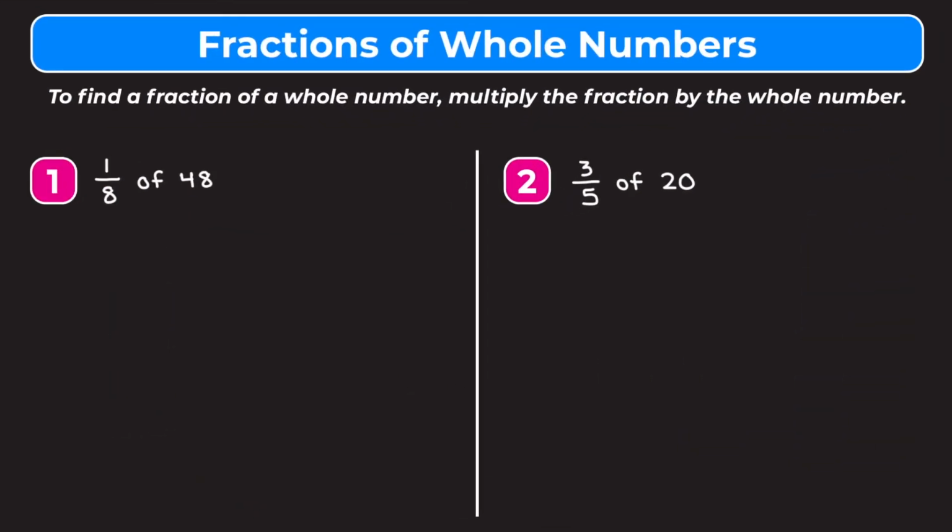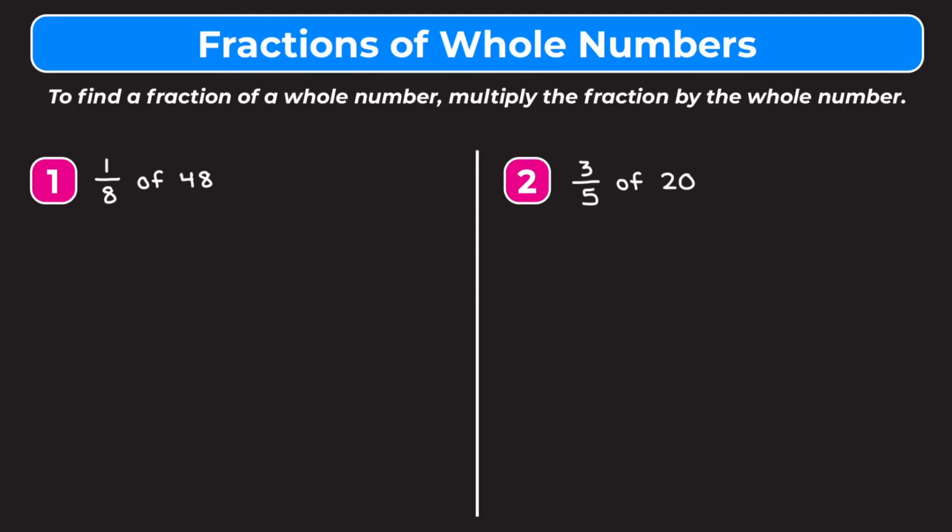In this video, we're learning how to find fractions of whole numbers. At the top of our screen, it says to find a fraction of a whole number, multiply the fraction by the whole number. The reason we're going to do this is because the word "of" in math means multiplication. So if we're taking a look at example 1, we have 1/8 of 48.